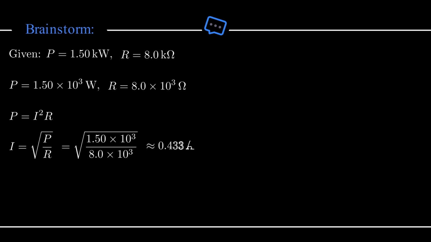This is approximately 0.433 amperes. So, the current flowing through the heating element is about 0.433 amperes. This is our final answer.